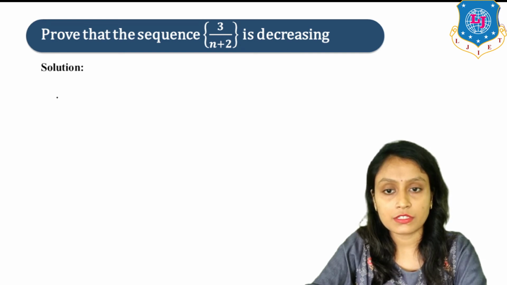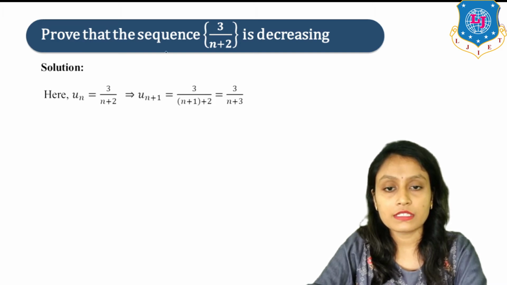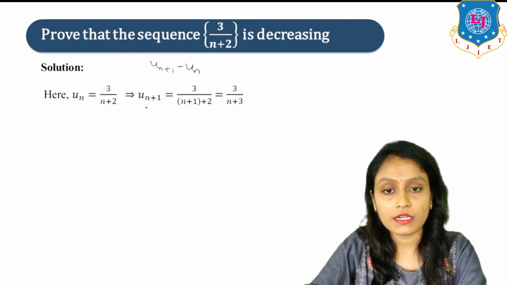So let's begin with the solution. Here Un is given, that is 3 upon n plus 2. To check whether the given sequence is increasing or decreasing, we will find Un+1 minus Un and check. Firstly we have to find Un+1, so in place of n, just write n plus 1. You will get Un+1 as 3 upon n plus 1 plus 2. Simplify, so you will get Un+1 equals 3 upon n plus 3.